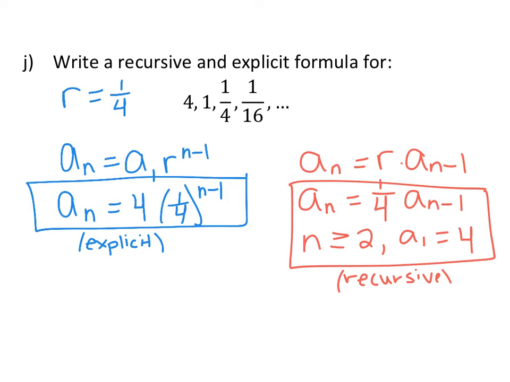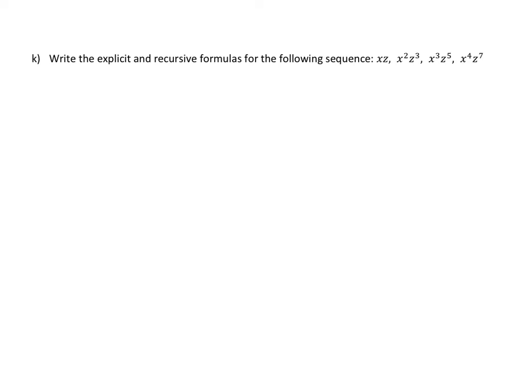Okay, finish the rest of these problems on your own. I did forget to mention for letter K, it wants you to write the explicit and recursive formulas for the following sequence. You have variables, but don't be alarmed. You have x and z. Look at each variable separately. X becomes x squared, which means I multiplied by x, and z becomes z to the third, which means I multiplied by z squared. So here your common ratio is xz squared, and that should get you started for K.